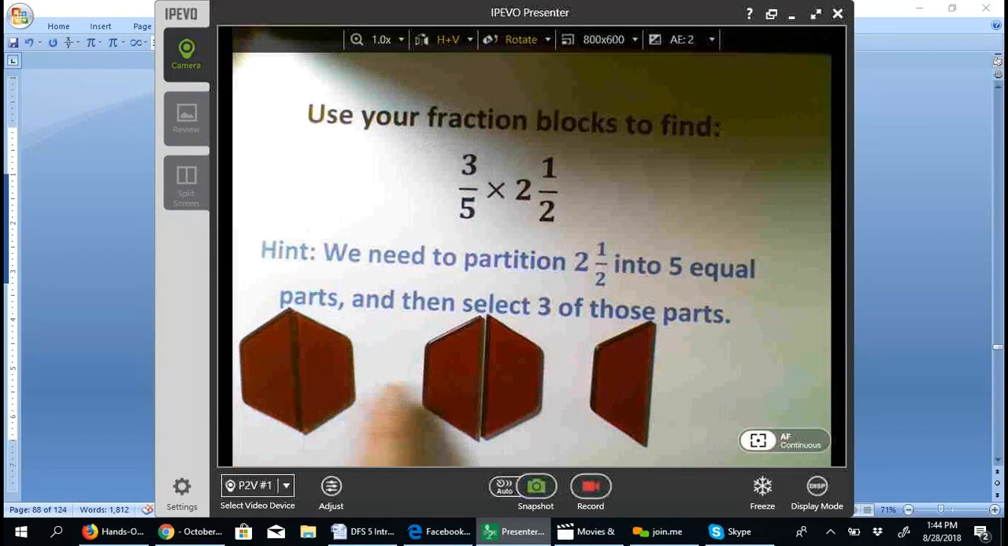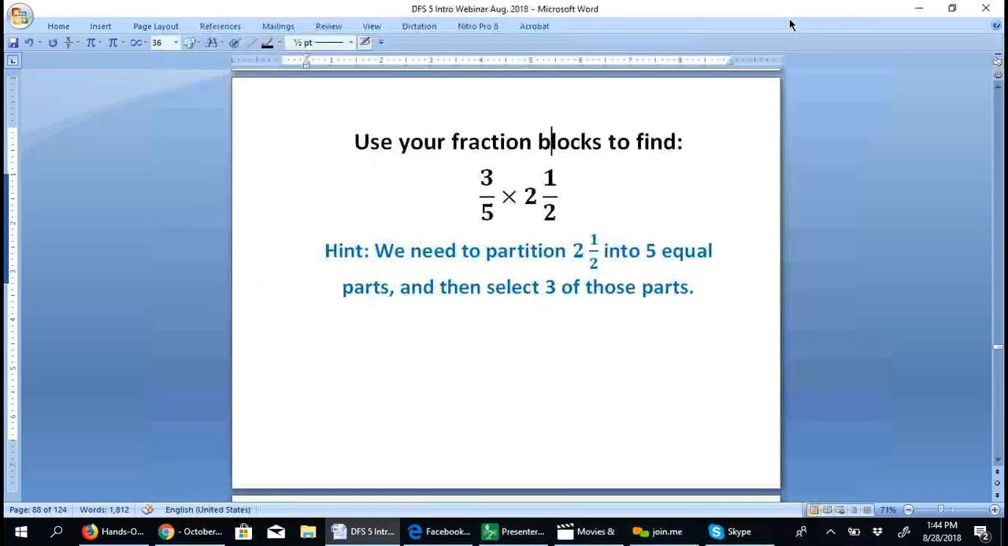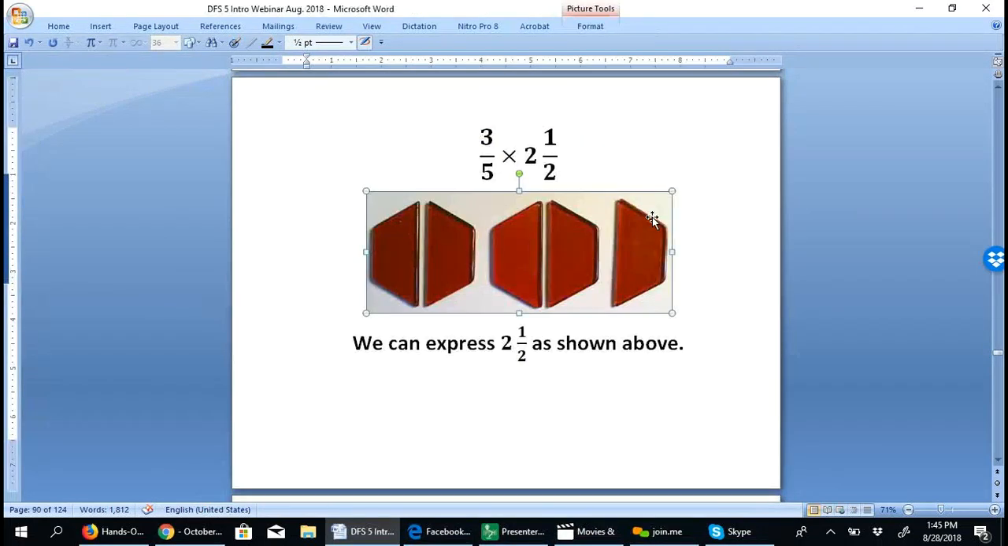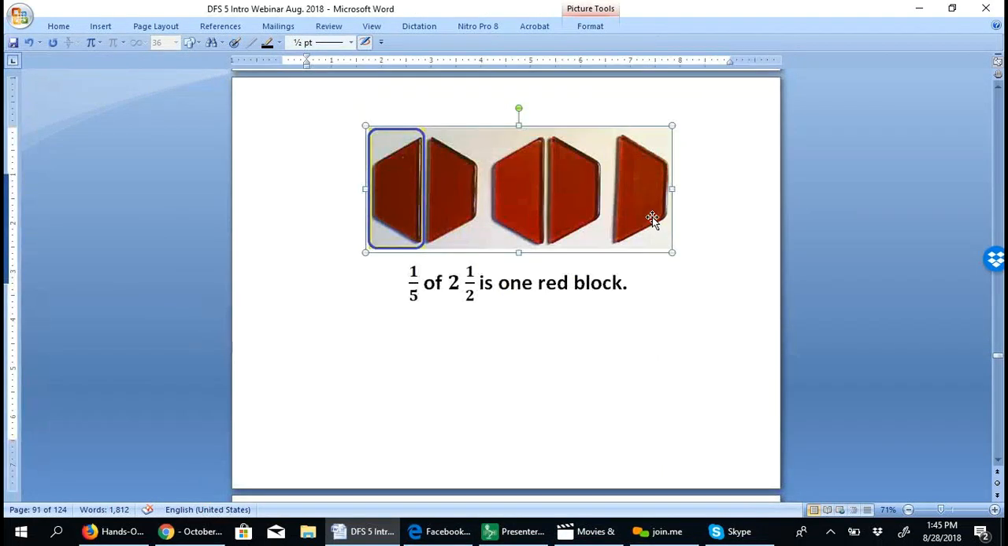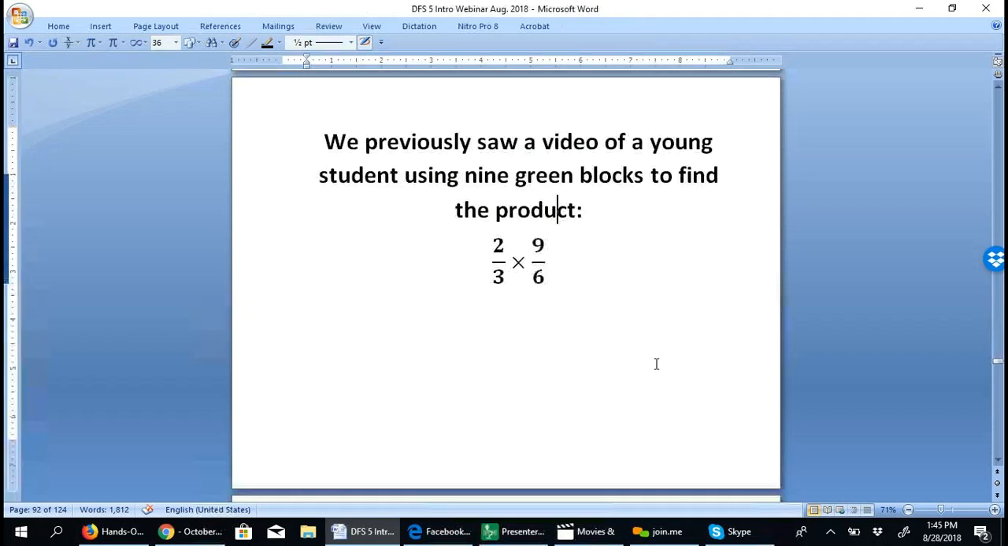This is 1/5, 2/5, 3/5. So the answer looks like it's going to be 1.5. Okay, it looks like the answer is going to be 1.5. All right. So 3/5 of 2.5, we first rename it that way, and then that would be 1/5 of 2.5, and this would be 3/5. So the answer is 1.5.